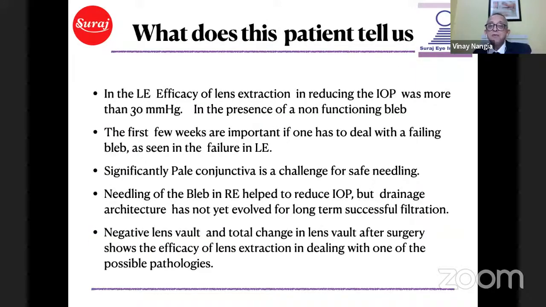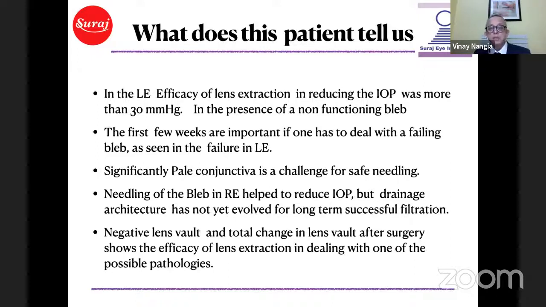So in the left eye, the efficacy of lens extraction in reducing IOP was more than 30 millimeters of mercury in the presence of a non-functioning bleb. We often say that just removing the lens reduces the intraocular pressure, and we thought that this was an example where the bleb was not functioning, but the pressure reduced by more than 30 millimeters of mercury just because of the lens extraction.